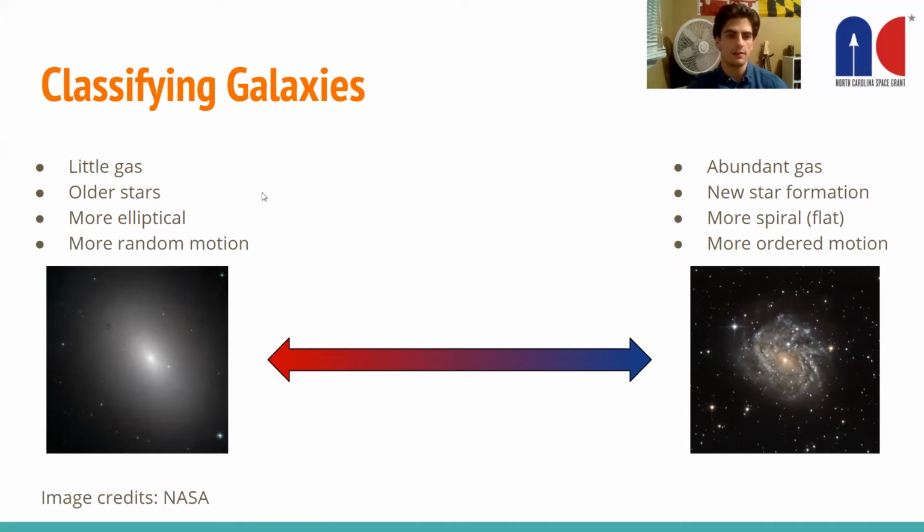Now, redder galaxies tend to be more elliptical and they tend to have less gas and older stars, whereas bluer galaxies tend to have more gas, and because gas will turn into stars, they have newer star formation. These galaxies also tend to be kind of pancake-like. They tend to be flat, and this is what our Milky Way is.